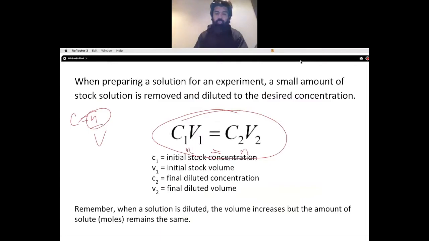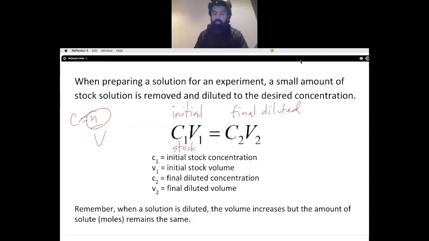What we have here is the two states. This first one is our initial state, which is typically your stock solution. This is where your highest C value will be found. And this is your final diluted product.